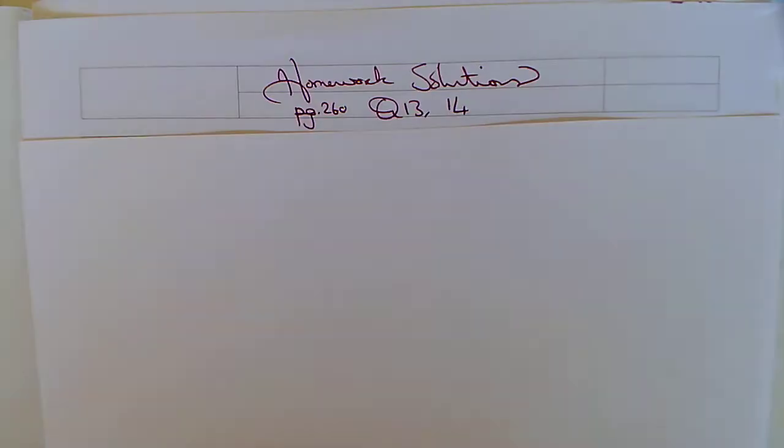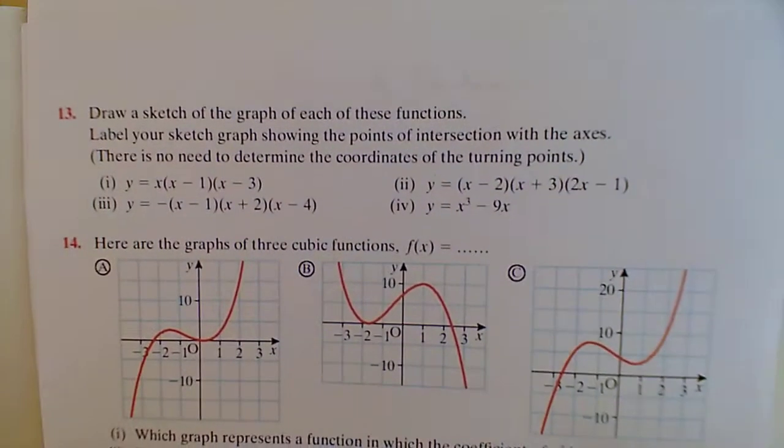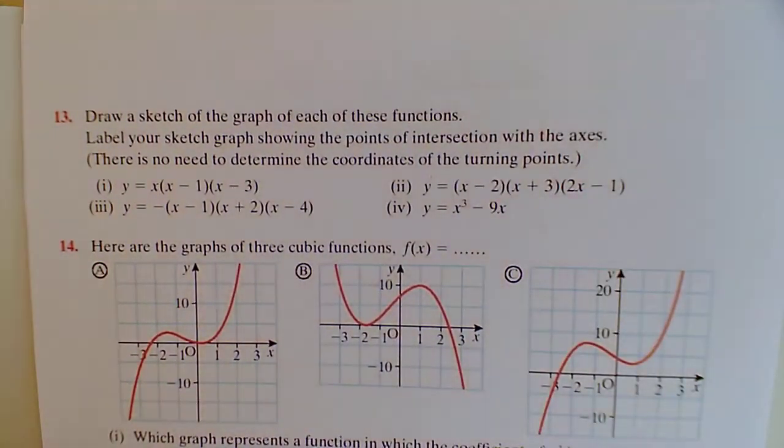So let's go through the solutions of the homework questions. On page 260, you had questions 13 and 14. So let's take a quick look now at question 13. You're asked to draw a sketch, and remember sketch just means super fast, of each of these functions, and we don't need to find the turning points.